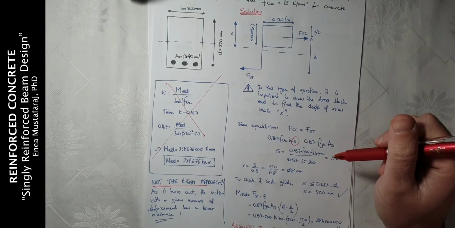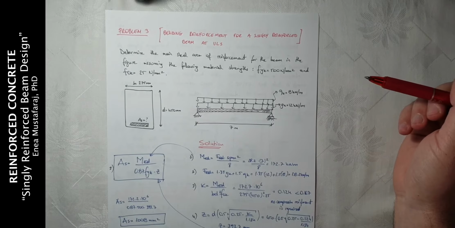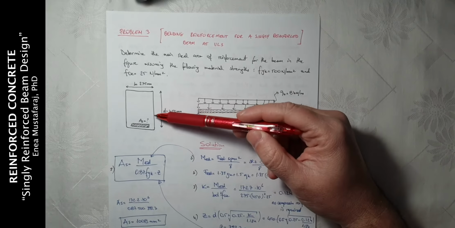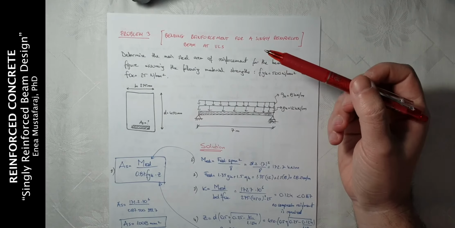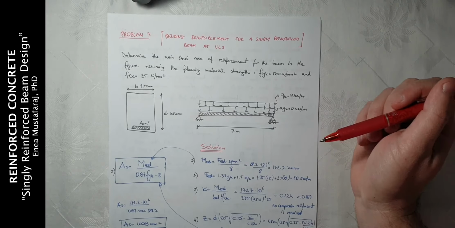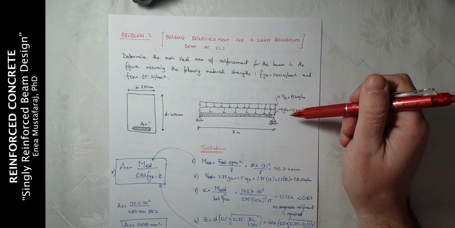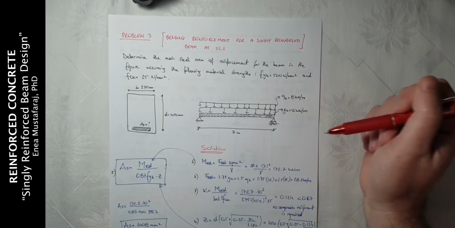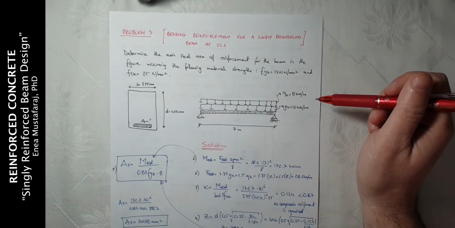In problem number 3, we have bending reinforcement for a singly reinforced beam at the ultimate limit state. We need to calculate the main steel area of reinforcement for the beam in the figure, assuming the following material strengths, which are fyk 500 and fck 25 megapascal. The cross-section in the figure has a width of 275 millimeters and an effective depth of 450 millimeters. We are not given the design moment, but we are given the span of the beam and the variable action Qk and the permanent action Gk, which are 8 and 12 kilonewton per meter respectively.